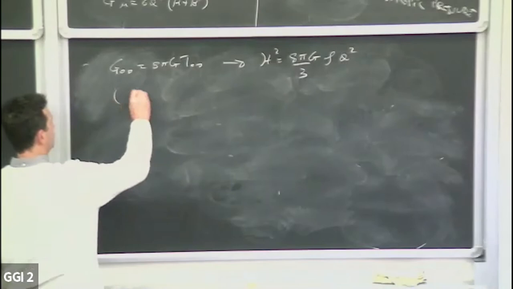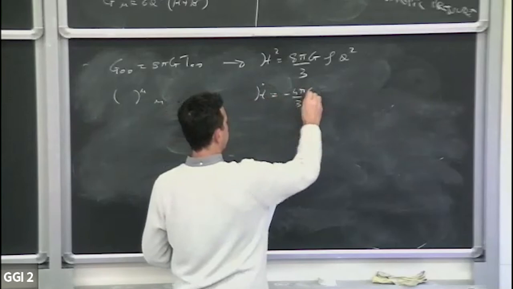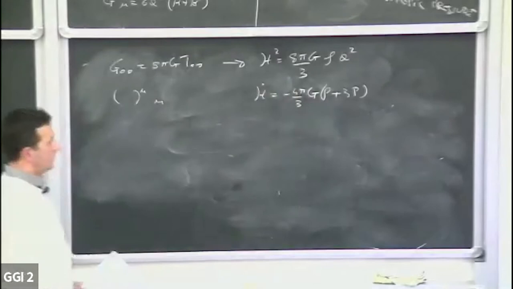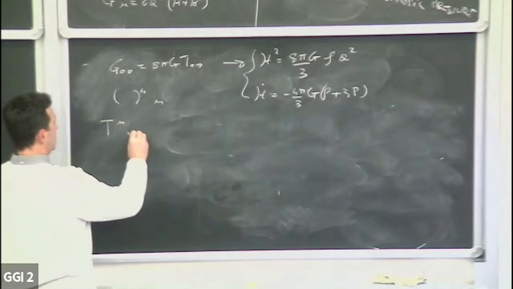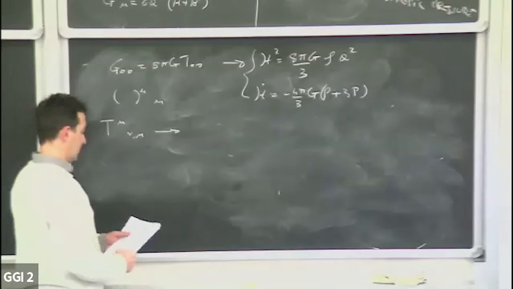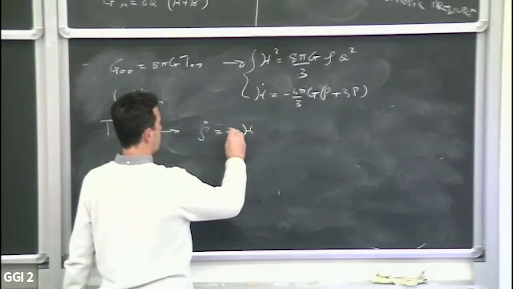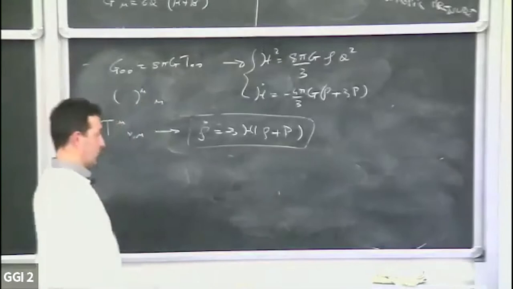And then if you want to look also at the trace equation, you get H dot. This could be a possible choice for your equation to solve. Another possibility comes from energy momentum conservation, which, on the background that we are considering, gives again a conservation equation which tells you how the energy density evolves in time when you have a pressure P.